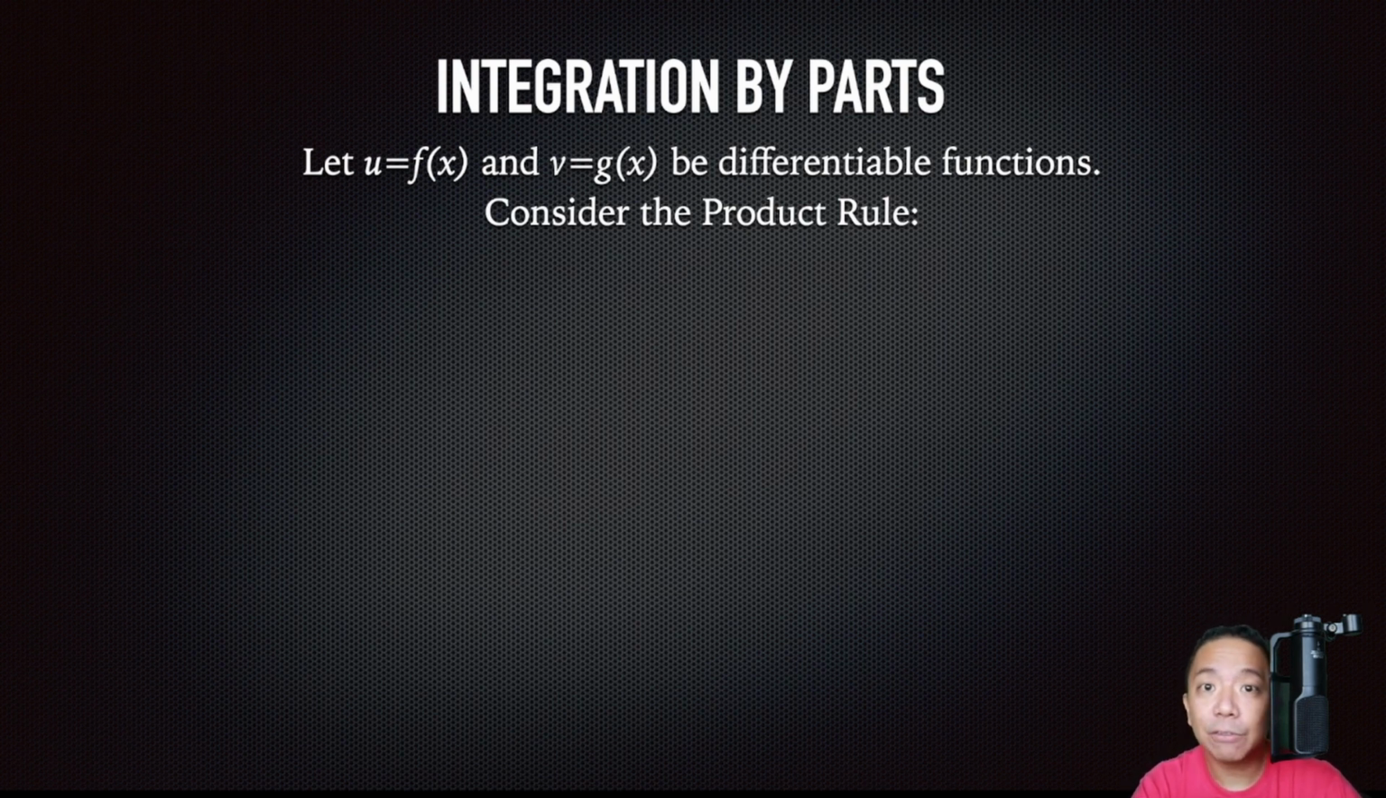So let's say we have two functions, f and g, pareho silang differentiable. Let u be equal to f and let v be equal to g. The product rule tells us that if you want to find the derivative of u times v, this is u times the derivative of v plus v times the derivative of u.